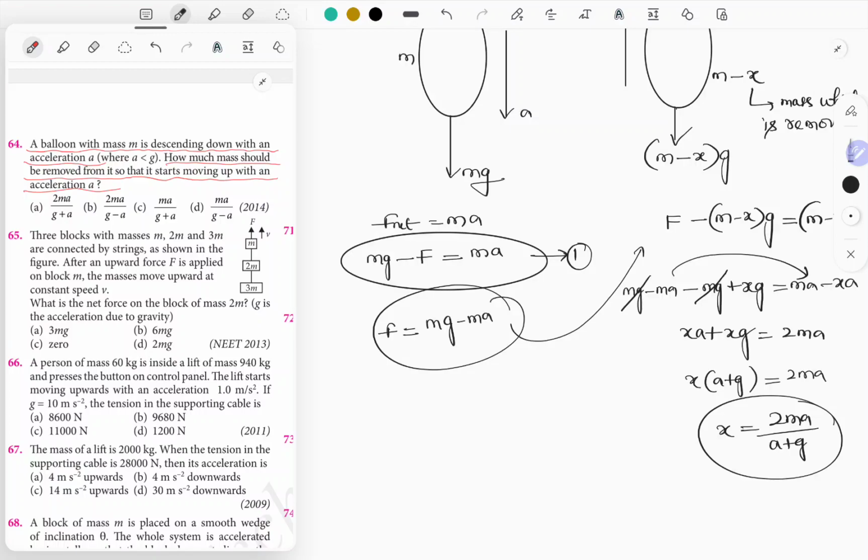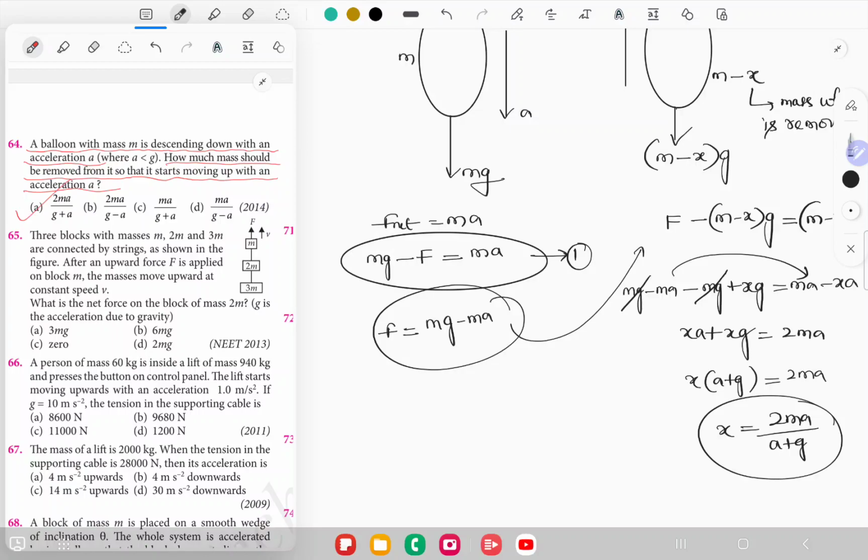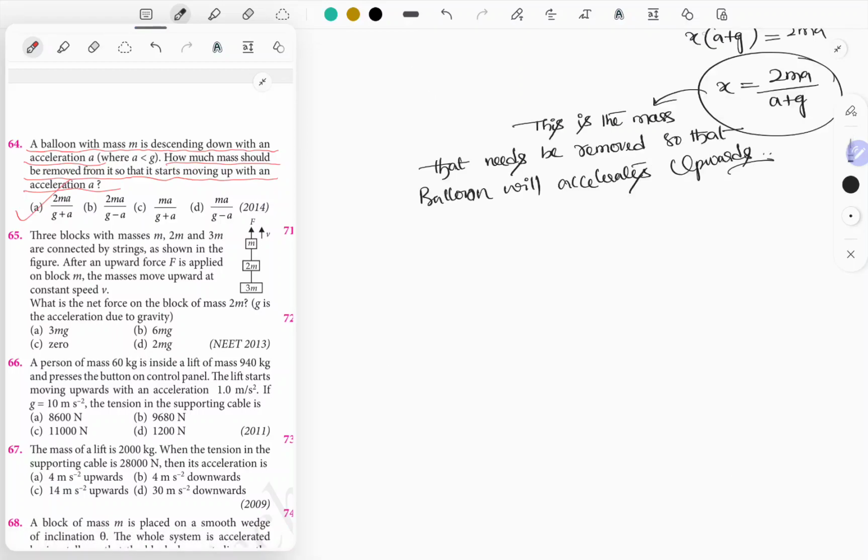So which option is correct? Option A is correct. Hope you understood, guys. Next, question number 65.